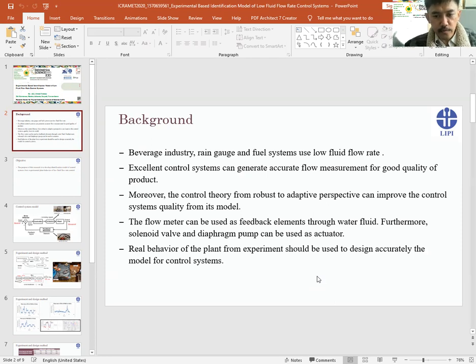Moreover, adaptive system and robust theory in control can be applied in the control system for improvement of its model. We can also use the flow meter as a feedback element. Also, we can use actuators such as a solenoid valve and diaphragm pump. We want to develop an accurate model for the low fluid flow control system from the real behavior, also from the experiment result. This is our big background of research.